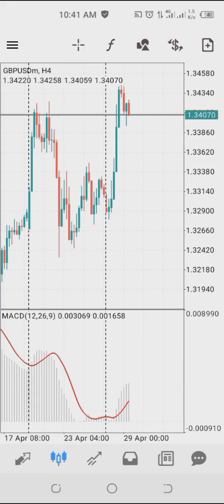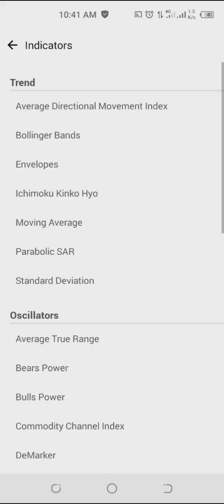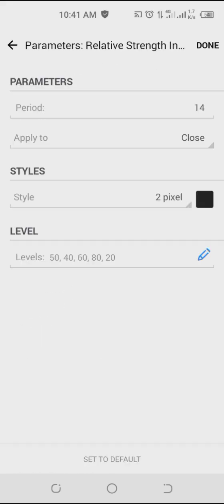Now we're going to be adding another indicator to the chart right away, and it is the relative strength index, a beautiful indicator, also called the RSI. We're going to be working with a period of 14, apply to close, style 1 pixel. I'm using a black color because I have a white background. Please take note, if you have a black background, you would need a white color just to ensure that the relative strength index is visible on your chart.